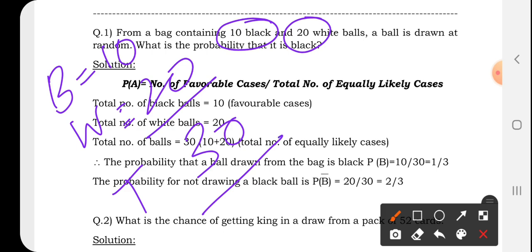तो ये 30 बॉल से आपको क्या करना है, what is the probability that it is black, आपको ये देखना है कि वो ब्लैक है, तो फेवरेबल केसेस ये हुआ, तो 10/30 will be your answer. The probability that a ball drawn is black is 10/30. It means 1/3. You can cut and write 1/3.